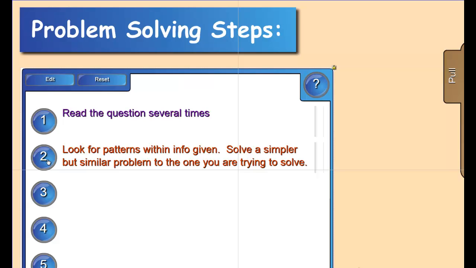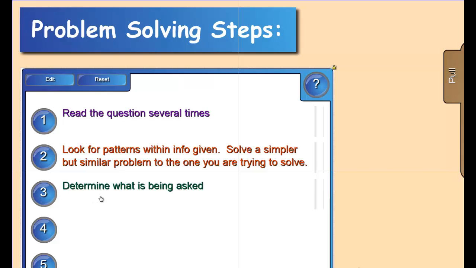In the problems that we're going to be dealing with today, you want to look for patterns within the information that they give you, and you want to try and see if you can set up a similar problem, but one that's a little bit simpler than the actual one that you're trying to solve. In that way, if you can find the patterns, then that will help you solve the larger problem.